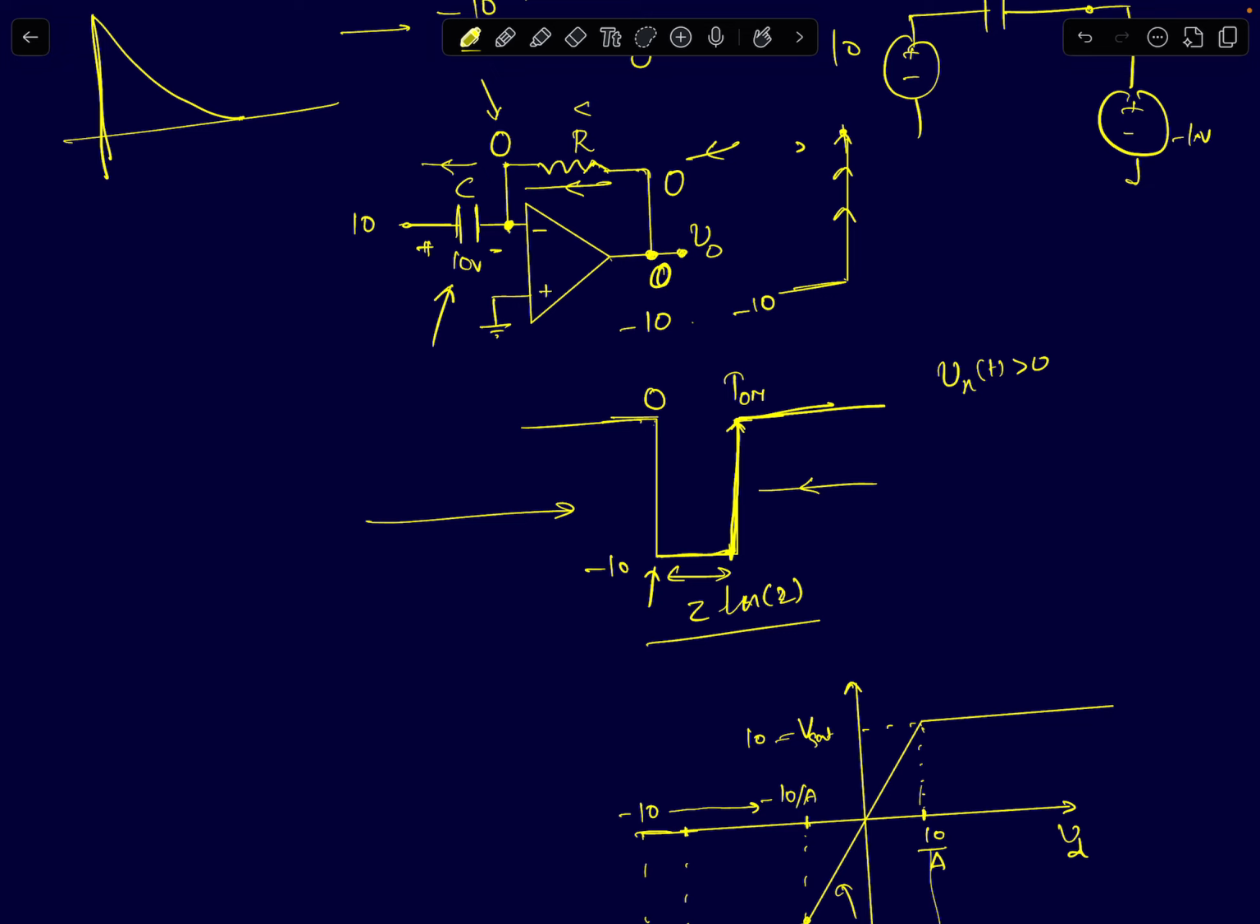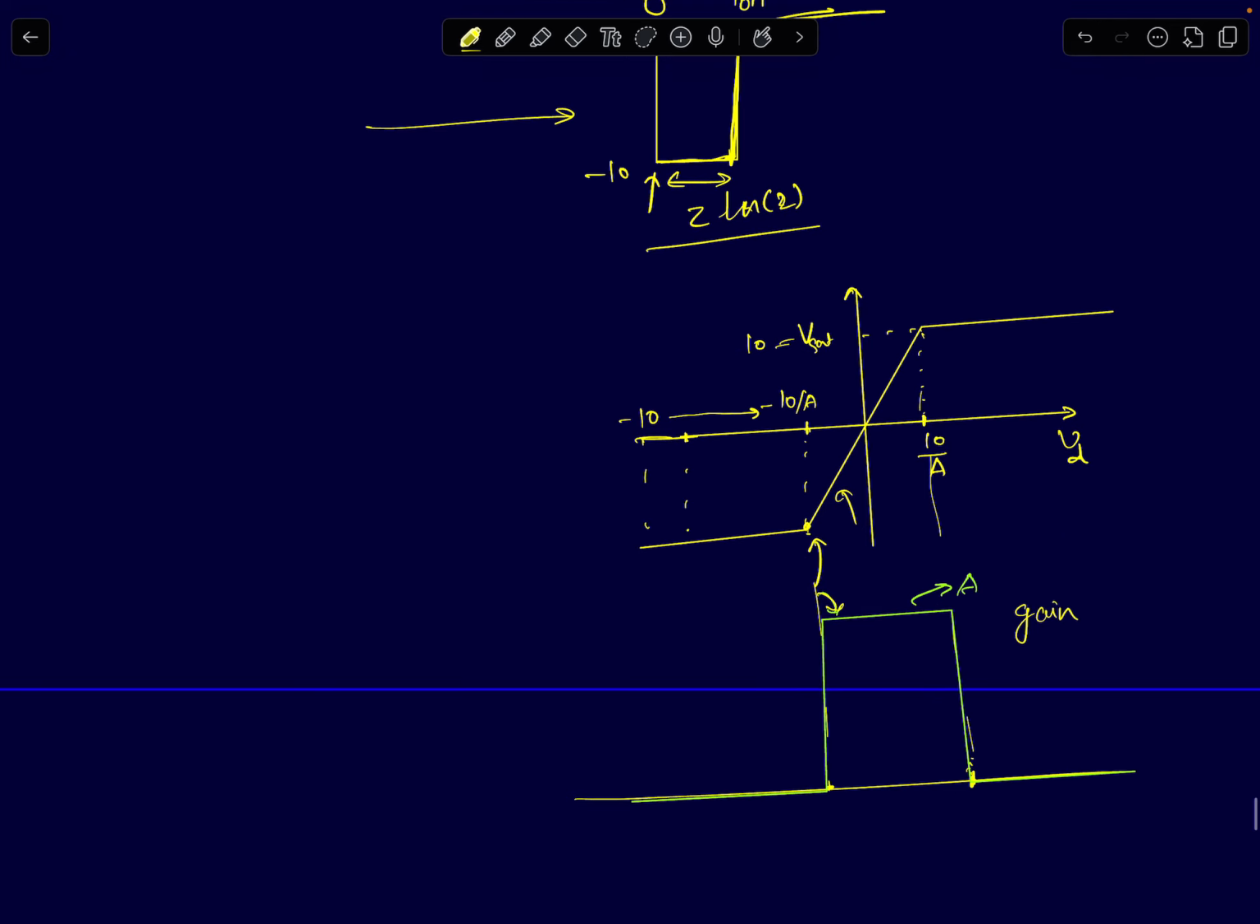I said a few moments ago that I will try to convince you why this will return to 0 using some simple intuitions as well as some little bit more rigorous analysis. To do that, to find how the behavior of the circuit is going to be when your Vx of t reaches 0, I'll assume that the op amp has finite gain. If the op amp has finite gain, the characteristic is going to look something like this.